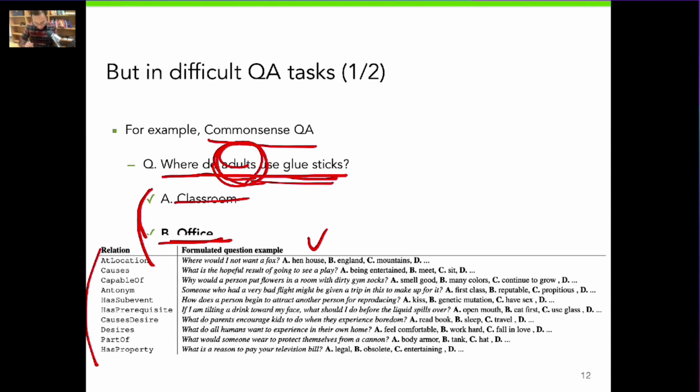Let's see the second case. What is the hopeful result of going to see a play? It is saying hopeful. So it's likely to be being entertained, right? The answer is in the A. So yes, I'm sorry. Read everything and you see how difficult it is. To human beings, it is very straightforward, but difficult to solve using the existing language model in the typical QA question. So that's why people try to leverage knowledge graph to solve these questions.